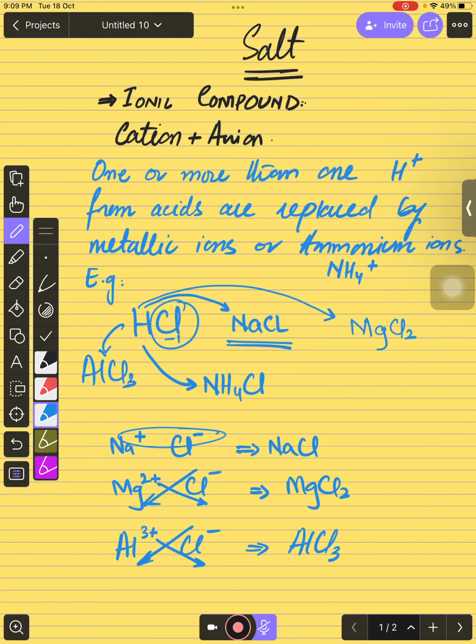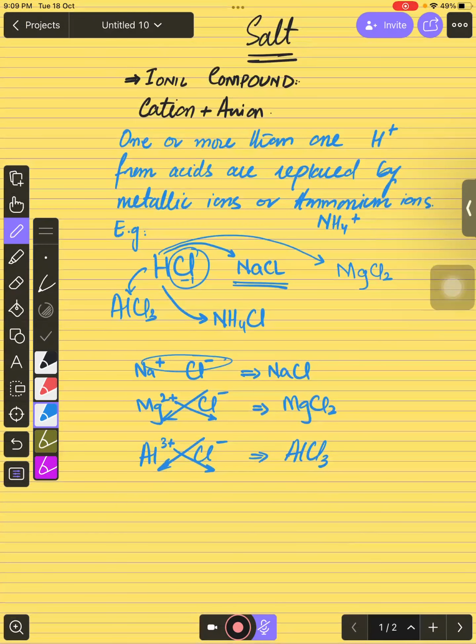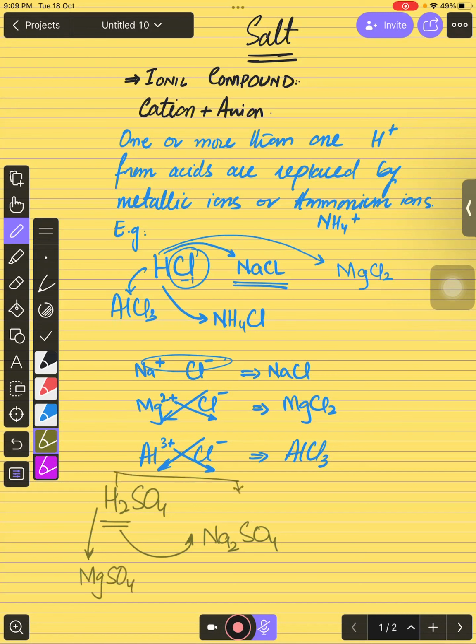Okay, then even we have sulfuric acid as well. It is also one of the salt, oh sorry, acid. Sulfuric acid, it is also one of the acids. So you can see this, it has 2 H ions, right? When these H ions are replaced by sodium, it can form what? Salt, sodium sulfate, right? Same as it is, for example, these H are going to be replaced by magnesium, so it will form what? Magnesium sulfate. For example, these H's are going to be replaced by ammonium ion, so it will definitely form what?